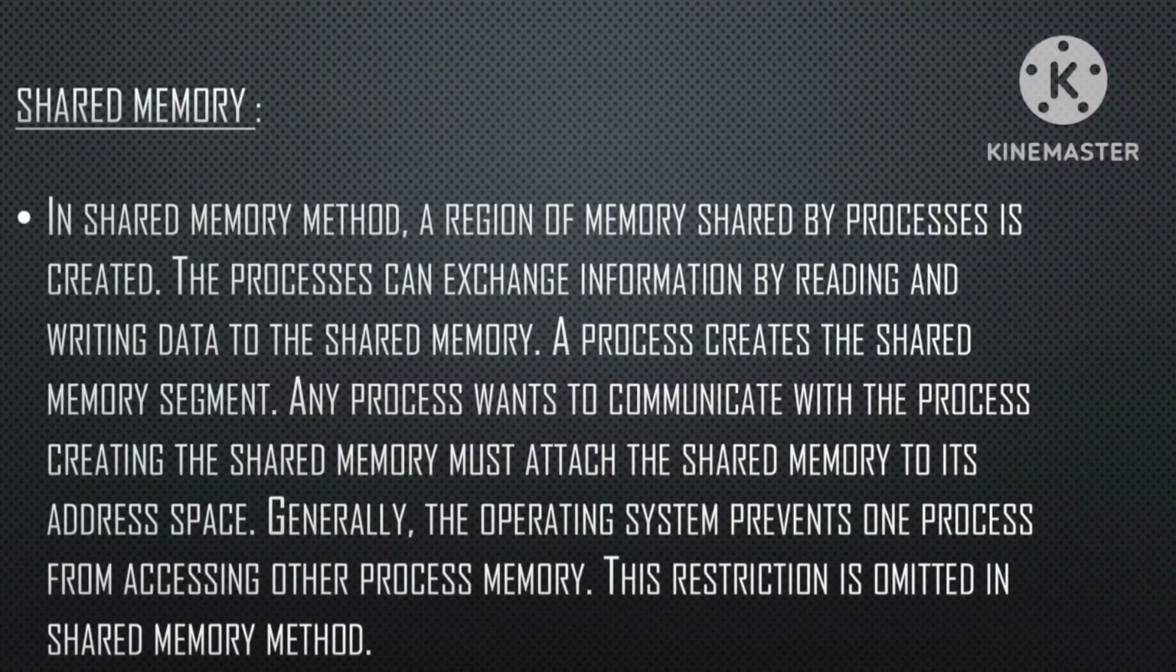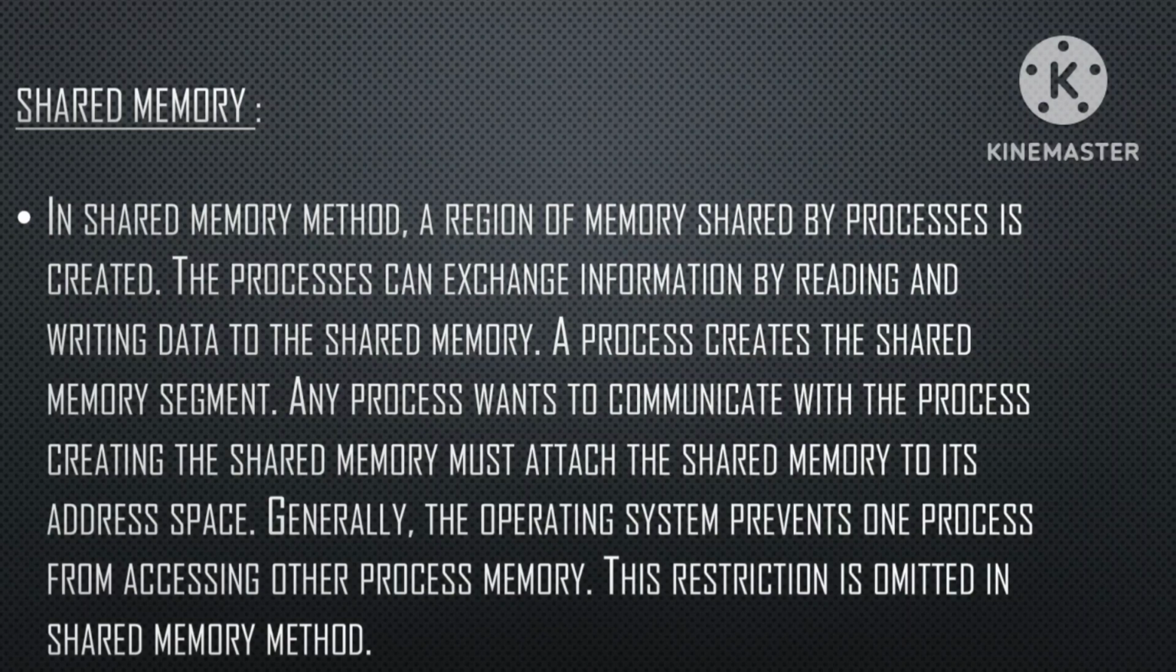We'll be discussing the shared memory region. In the shared memory method, a region of memory shared by processes is created. The processes can exchange information by reading and writing data to the shared memory. A process creates the shared memory segment. Any process that wants to communicate with the process creating the shared memory must attach the shared memory to its address space. Generally, the operating system prevents one process from accessing another process's memory. This restriction is omitted in the shared memory method.